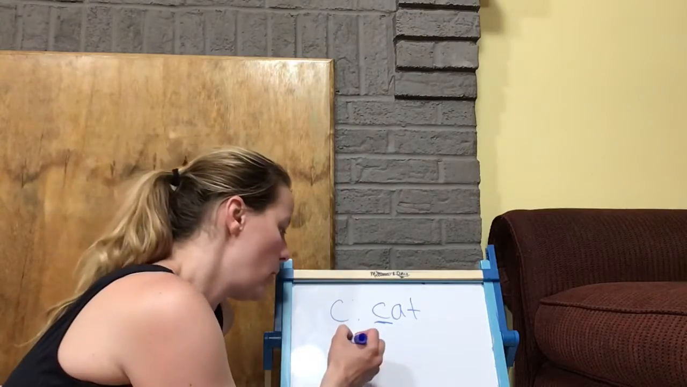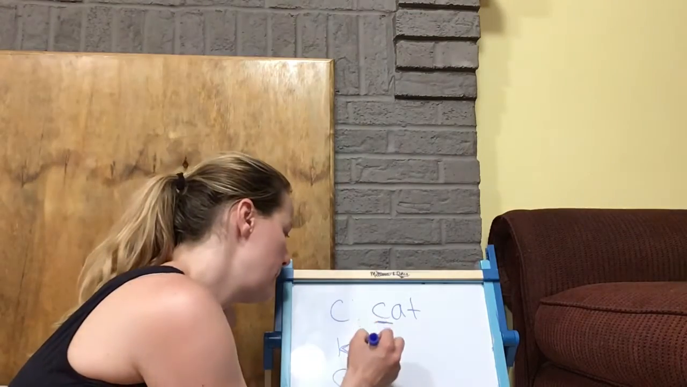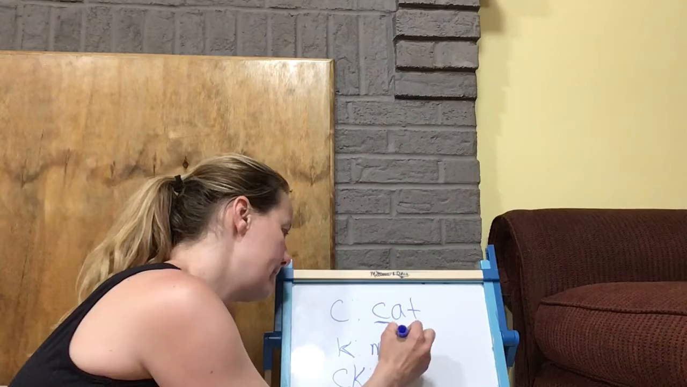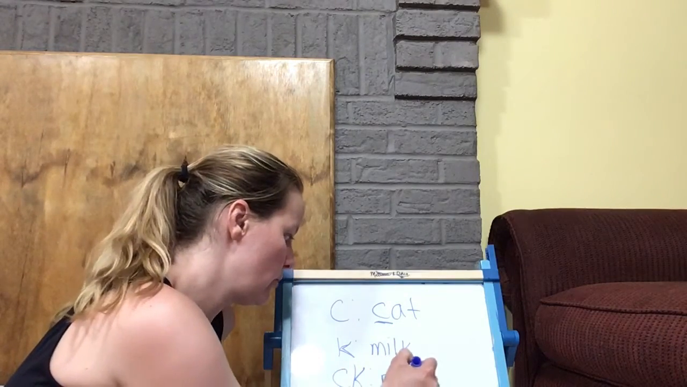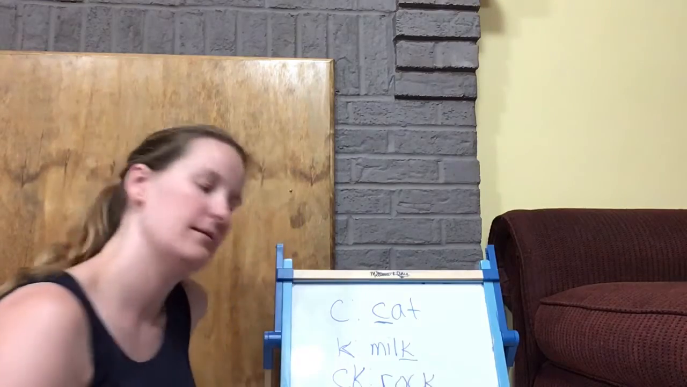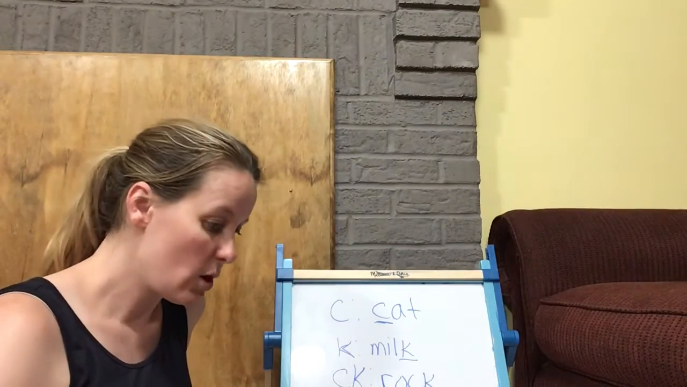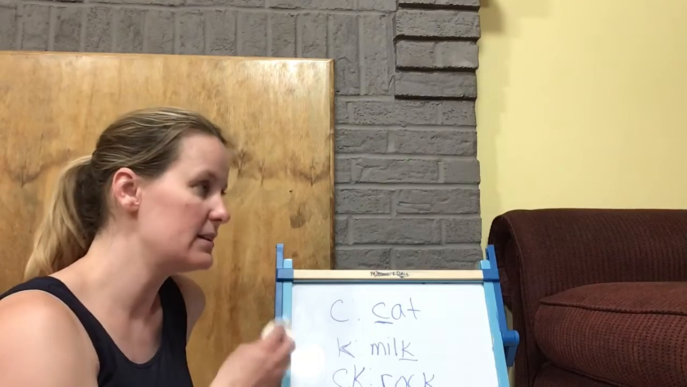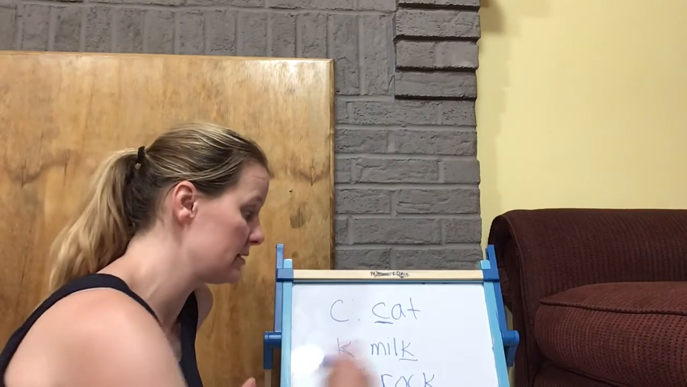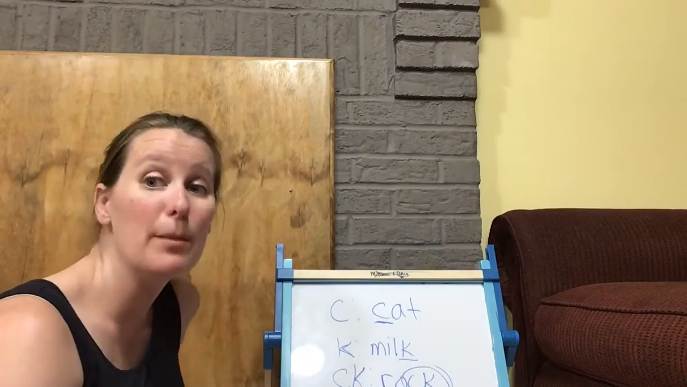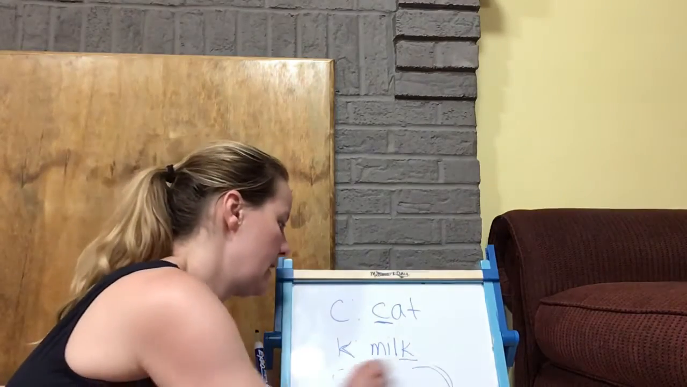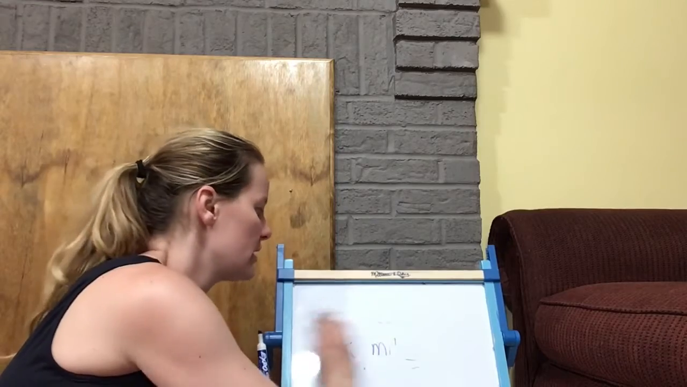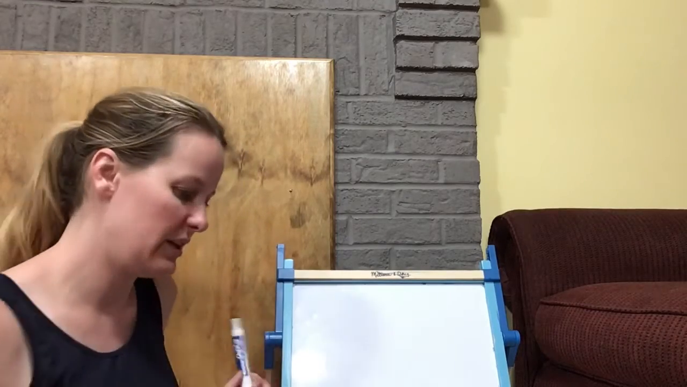Okay? For K, you could have milk. For CK, you could have rock. Okay? So this is where you have two letters that make one sound, but they're not the same letter. Kind of like another digraph. Okay? I know we're getting real tricky and a little confusing here, but you guys can get this.